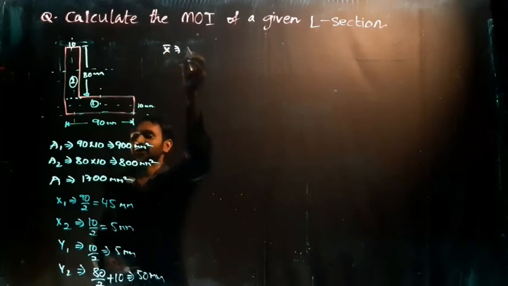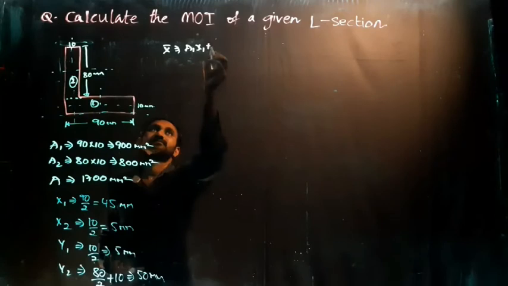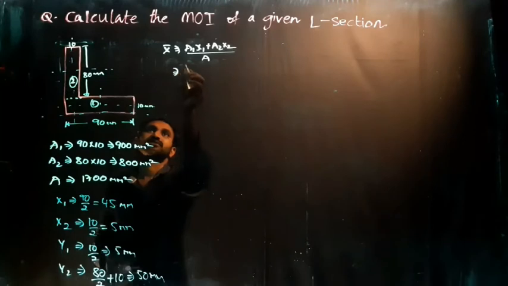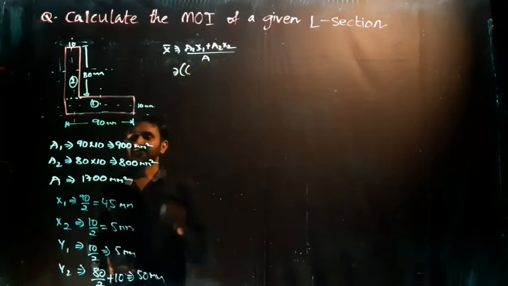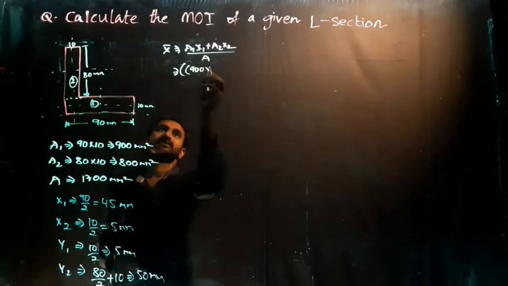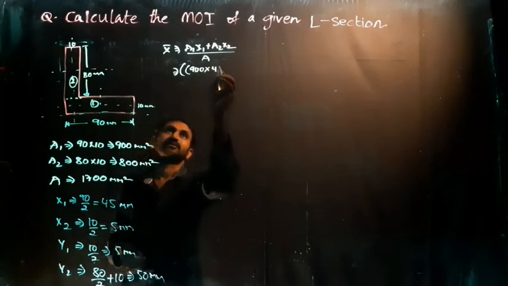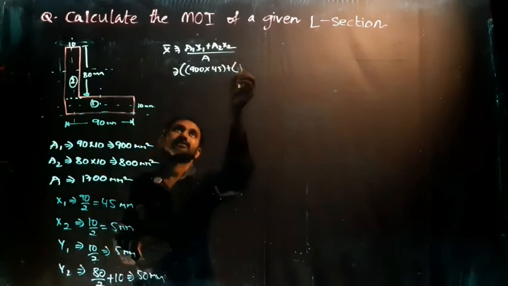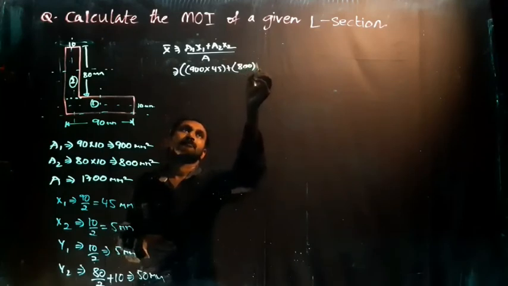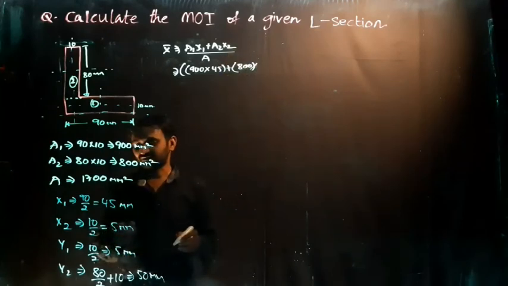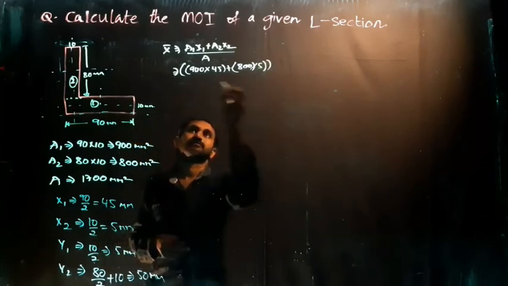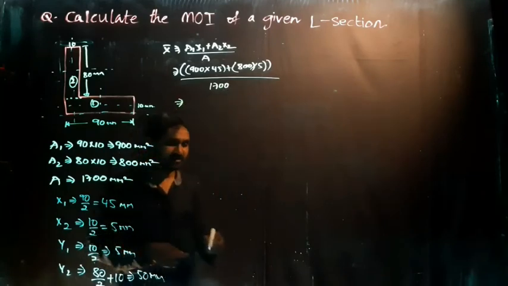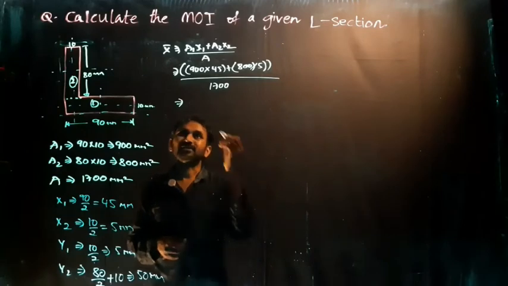X bar equal to, we have the formula a1 x1 plus a2 x2 by capital A. So this is equal to, what is a1 here? So this is 900 into x1 is 45, I've written over here, plus a2 is 800, so into x2. The value of x2 is 5 mm, divided by 1700. So the value of this will be 26.17 mm.